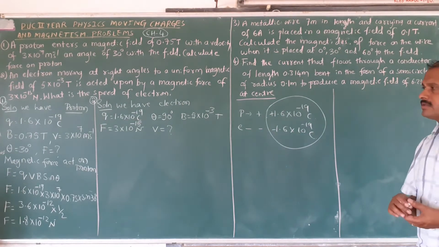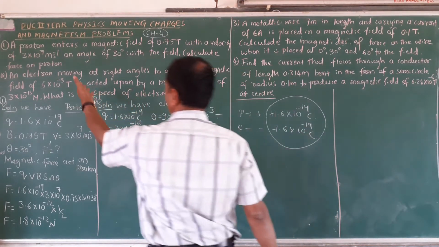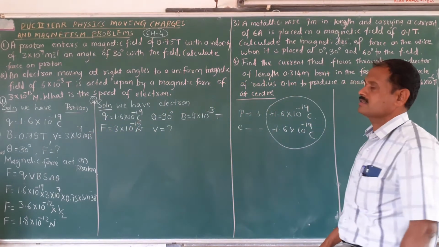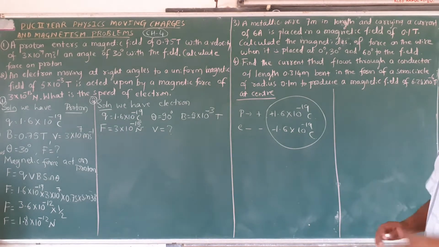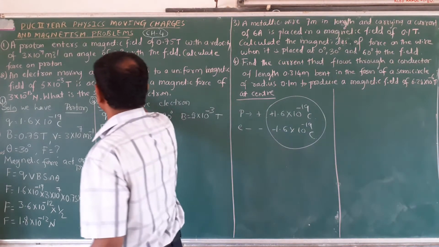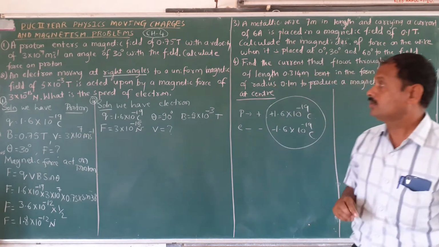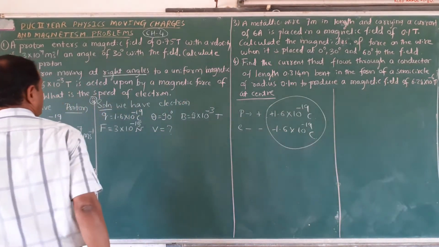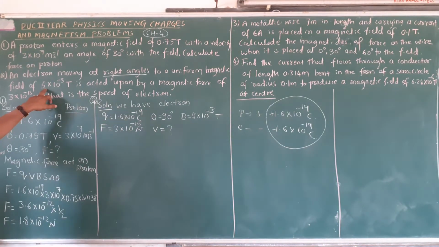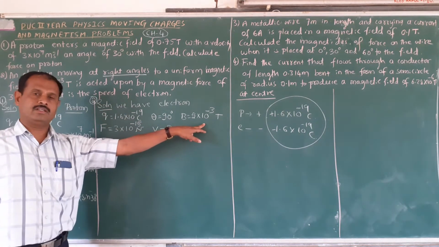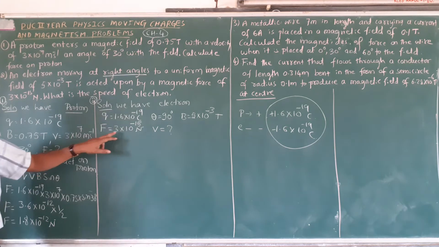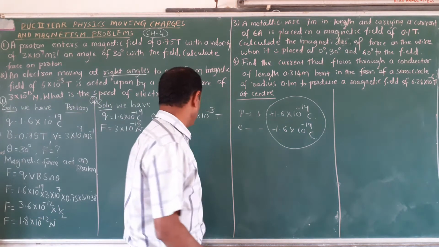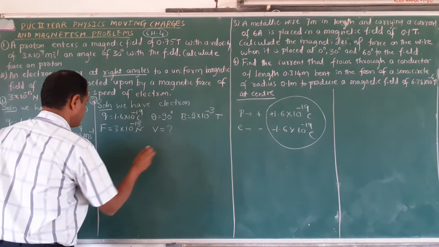What are the given values? Moving electron is given. Electron charge is 1.6 into 10 to the power of minus 19 coulomb. Right angles to the magnetic field means theta is equal to 90 degree. The magnetic field B is 5 into 10 to the power of minus 3 Tesla, and force is 3 into 10 to the power of minus 15 Newton. What is the velocity of the moving charged particle? This is the asked question.